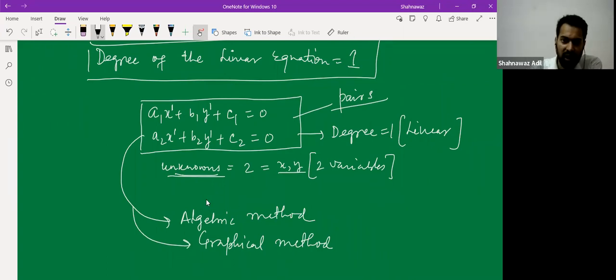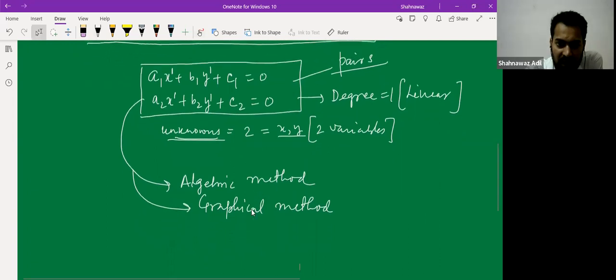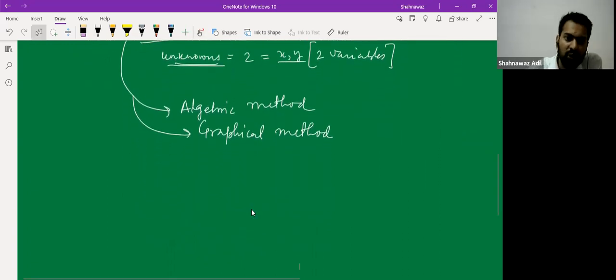Yes, so there are two methods to solve this equation. One is the algebraic method and the other one is the graphical method. And there are two representations of linear equation.